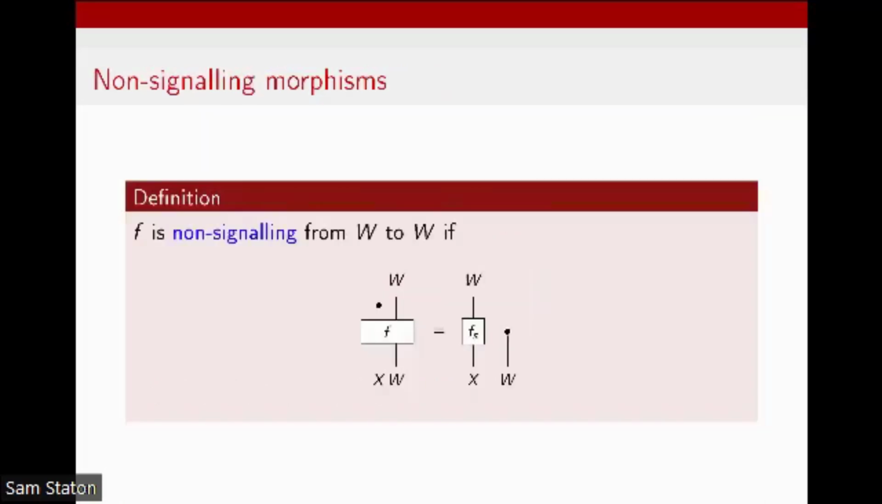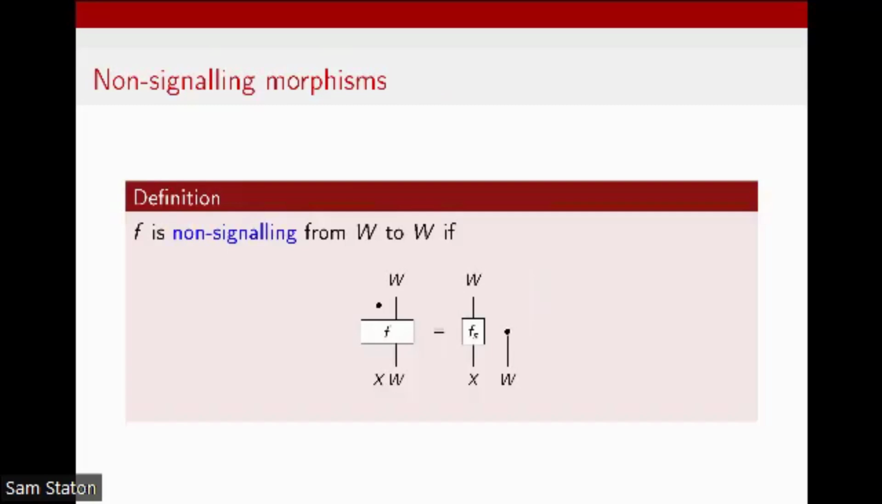So knowing that, we define non-signaling morphisms. And these are the class of morphisms for which we hope to define a notion of trace, which will lead to the contraction identities. So I say that F is non-signaling from the W input to the W output. Intuitively, if you compute the W output, I don't need the W input.